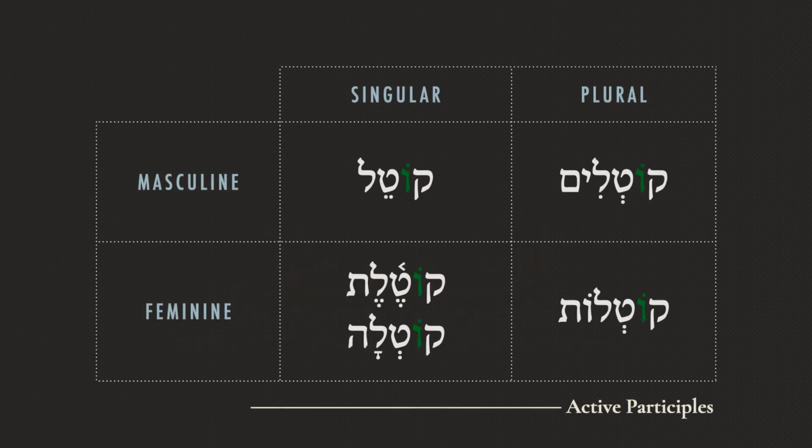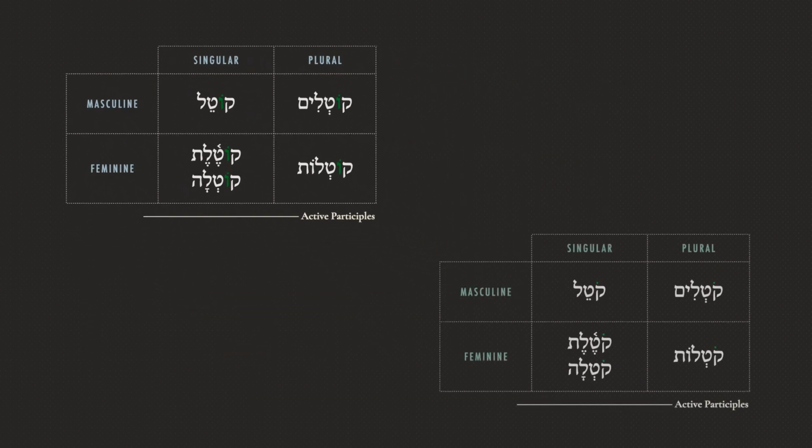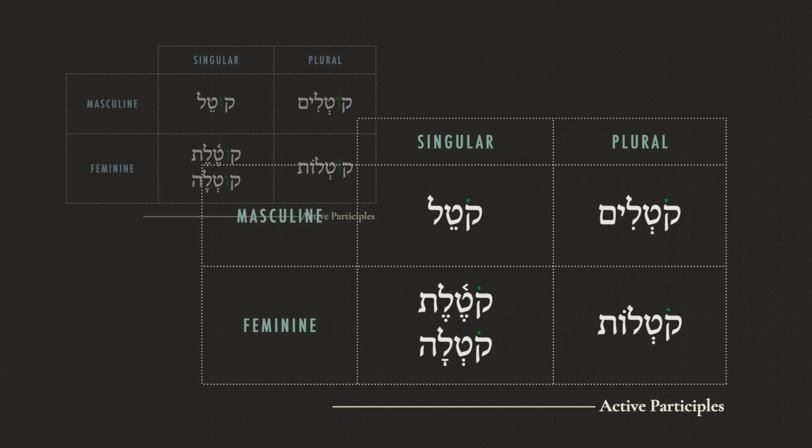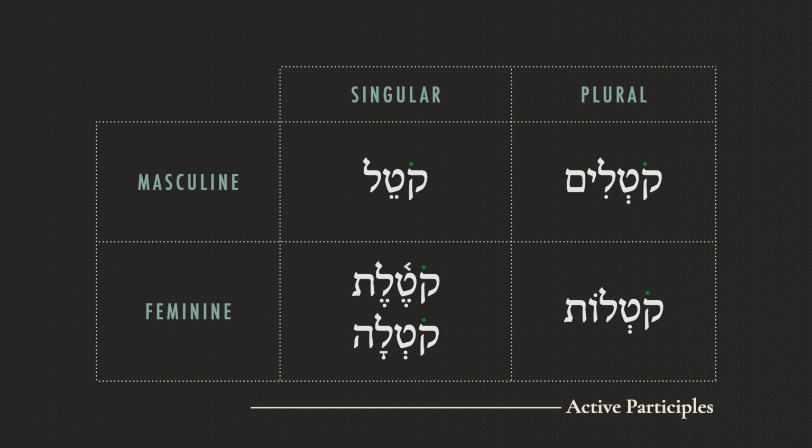Now, something I should make you aware of is, as you already know, holem and holem vav are practically interchangeable. And so look at this pair of charts. The first one we just looked at. Kotel, kotelet, kotela, kotelim, kotelot. Those could just as easily be written as they are in this second chart, where instead of a full holem vav, you have just a holem. Still again, kotel, kotelet or kotela, kotelim, kotelot.